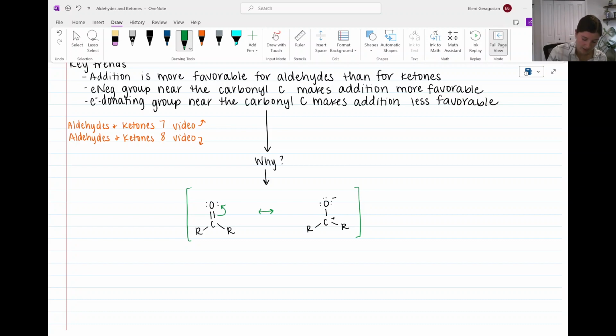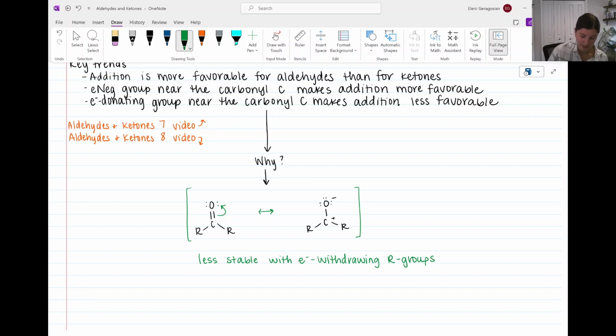This carbonyl carbon, this molecule in general, is less stable with electron withdrawing R groups. The molecule is less stable with electron withdrawing R groups because the carbonyl carbon is already lacking electrons. We can see that through the resonance structures. So the carbonyl carbon's already lacking electrons. If we also have electron withdrawing R groups, we have even less electron density around the carbonyl carbon.